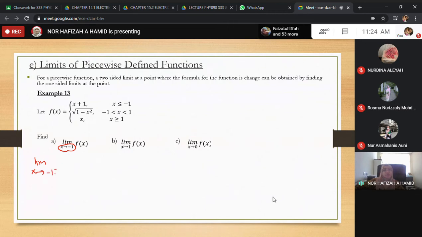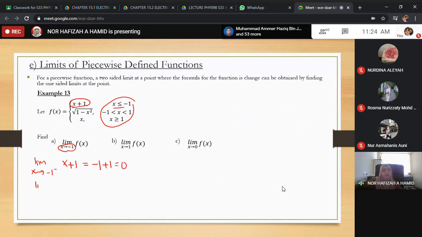Okay, so negative 1 minus, so you ada 3 function for example 13 ni. So you nak tengok function mana satu, so you kena refer to the range. Okay, so kalau negative 1 minus, you must choose function yang less than negative 1. So less than negative 1, refer to the first function. Sebab yang ini range dia for x tu less and equal to negative 1. So saya choose yang first function x plus 1. So after you choose function, next you boleh substitute value of x. Okay, substitute x with negative 1. So negative 1 plus 1 equal to 0.